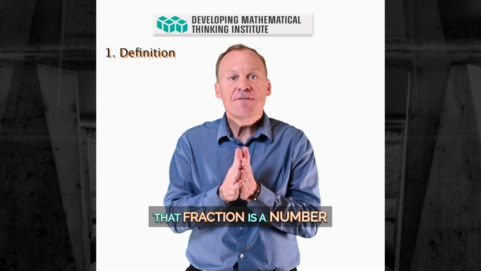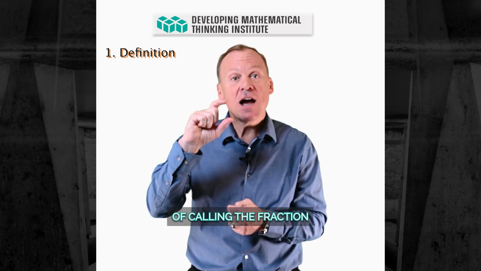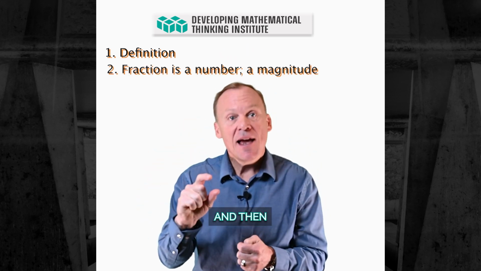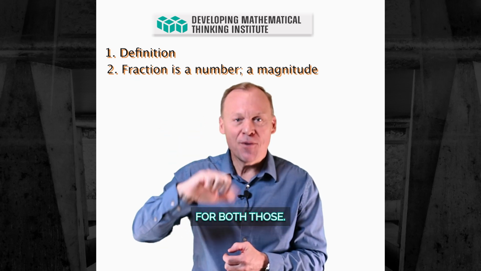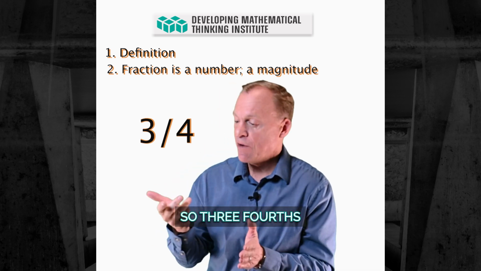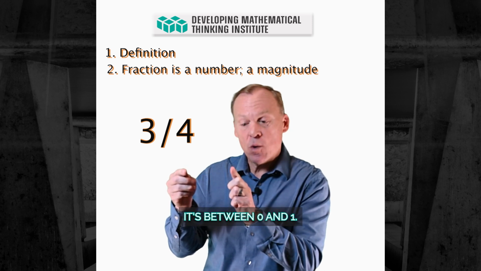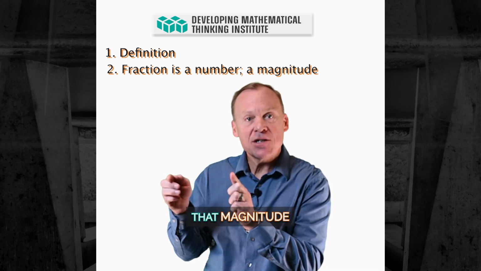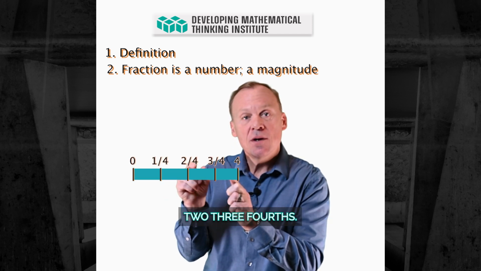That's number one. The second really important idea is understanding that a fraction is a number. It has magnitude. Sometimes we just skip that. So one thing is trying, with our vocabulary, to call the fraction a number. That's really important. And then there's the digit on top and the digit on the bottom. A lot of times we use the word number for both of those, but the fraction is the number. So if you had 3/4, you can look at it and ask what is the distance? It's between 0 and 1, and it's closer to 1. So it's just understanding that magnitude. Or 1/4 is smaller. So 1/4, then the count 2, 3/4.